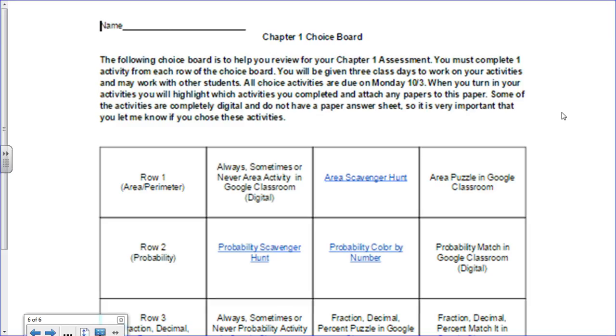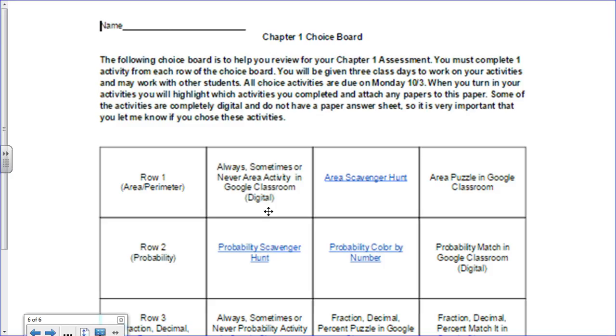So you'll be given a copy of the choice board today in class. Some of the activities are completed digitally and do not have a paper answer sheet. So it's very important that you let me know which you choose. If you choose a digital activity, it's very important for you to let me know that you chose it. That's why we're highlighting.